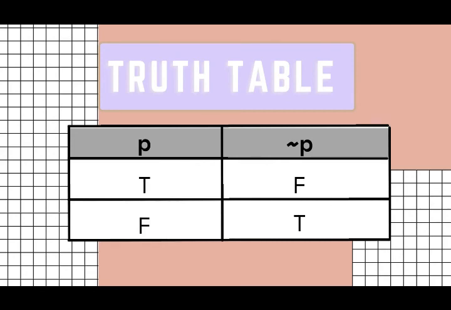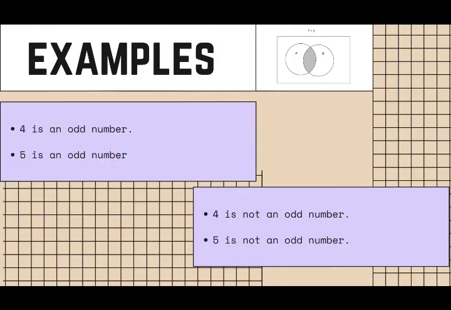If the current statement is true, then the negated statement will turn false once the word not is added. And if the current statement is false, once it is turned into a negated statement with the word not, it will turn into a true statement. Now, here we have two sets of examples.